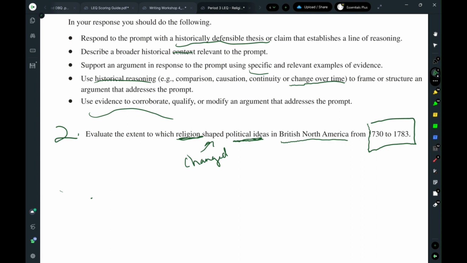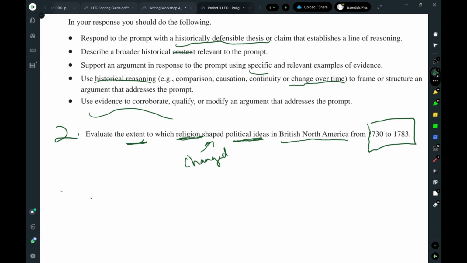It's not saying how did it change it. It's saying the extent to which it changed it, right? How much did it change it? It's actually saying it did. So if you come in with a thesis that says religion shaped political ideas in British North America from 1730 to 1783, it's like, yeah, we know, right? That's just restating the prompt. So you can't do that. If you say religion shaped political ideas to a large extent in British North America from 1730 to 1783, that's an answer to the question.